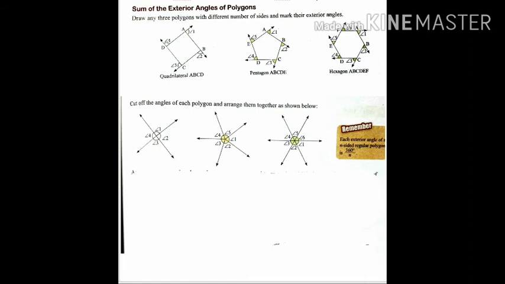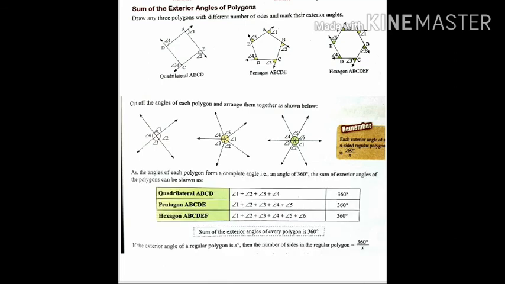If you cut off the angles of each polygon and arrange them together, you will find that they all form a complete circle, and a complete circle is 360 degrees. That means it doesn't matter how many sides the polygon has, the sum of all the exterior angles is always equal to 360 degrees. So as the angles of each polygon form a complete angle, the sum of exterior angles of a polygon is equal to 360 degrees.